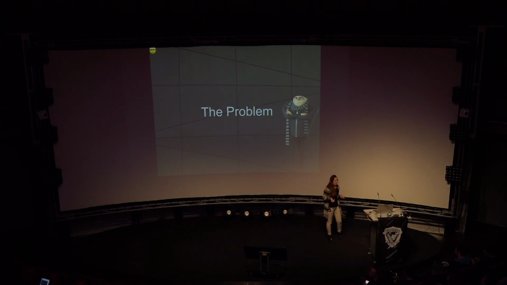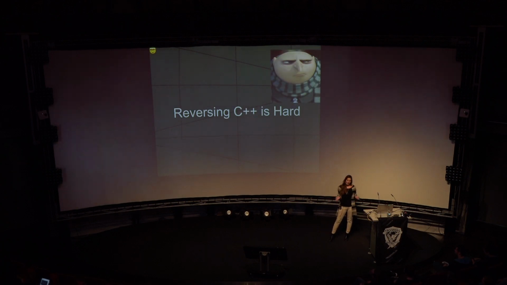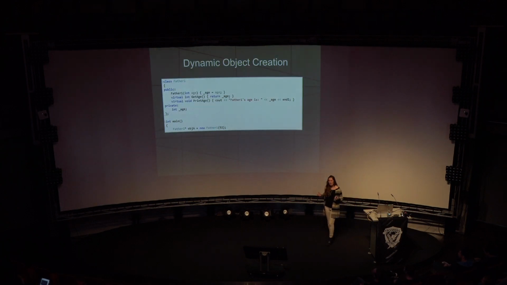So what is the problem? Reversing C++ is hard. Let's see some examples. I just want to mention one small thing: everything I'm going to show uses the MSVC compiler and not G++. There are some differences between the compilers, so if we want to adjust my tool afterwards, it's possible. But for now, it only supports MSVC.